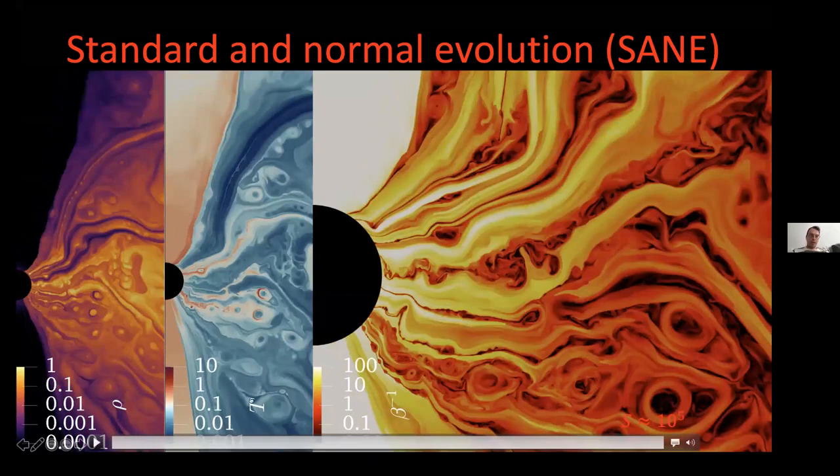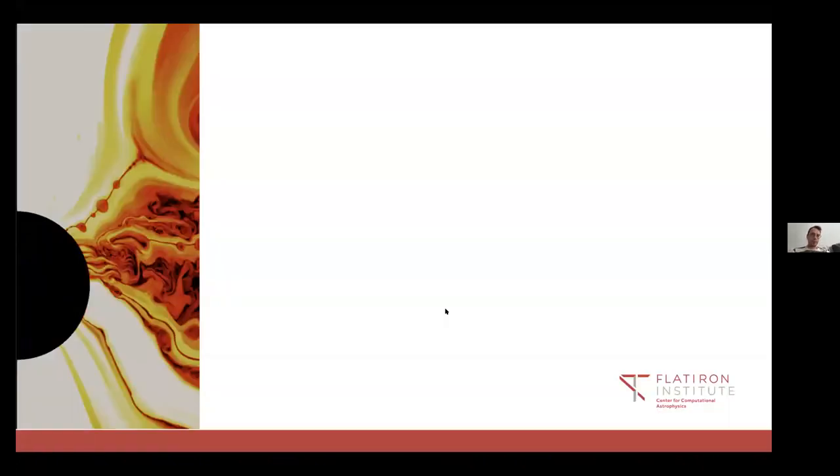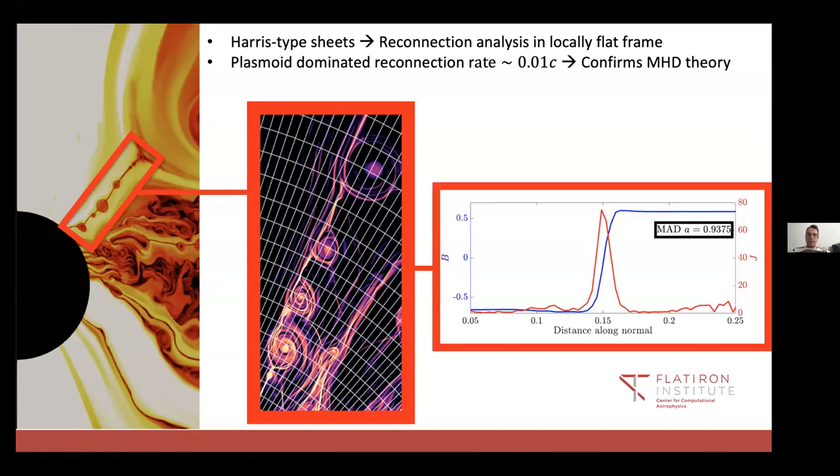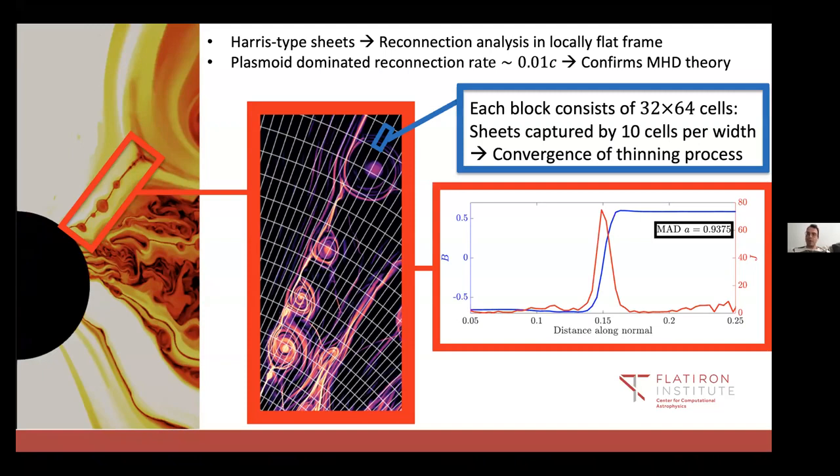You see here in the temperature plot, the middle plot, that in current sheets the temperature is higher, as we would expect, and in the plasma beta parameter, or the inverse plasma beta parameter, you see current sheets are indicated by a magnetic field that goes to zero. So far, so good. If we zoom into this current sheet, we see indeed that it's covered by more than 10 cells over its width. The blocks here that I'm drawing have 32 by 64 cells. So we can with confidence say that the thinning process is converged.